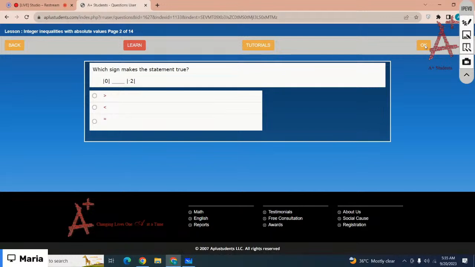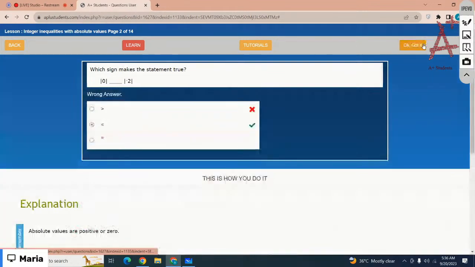Which sign makes the statement true? Absolute value of 0 is 0, and absolute value of negative 2 is positive 2, right? That means 0 is less than positive 2. Less it is. Oh, I selected the wrong option. It is less. Option 1 is the correct option.